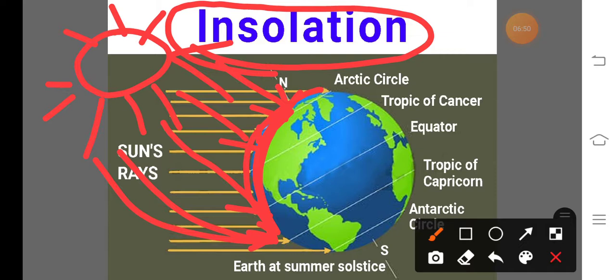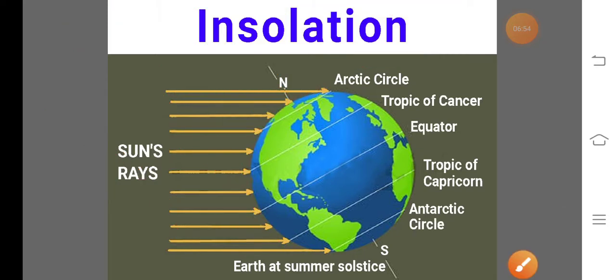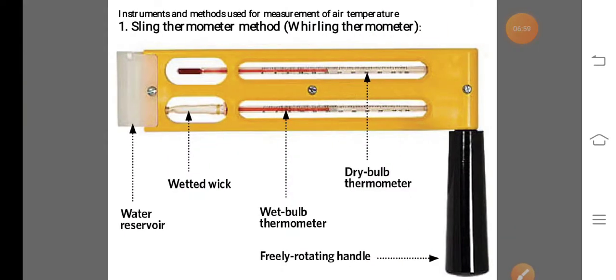So this is about insolation and solar radiation. Now next we discuss the different methods or instruments used for measurement of air temperature. First we discuss the units of measurement of temperature.